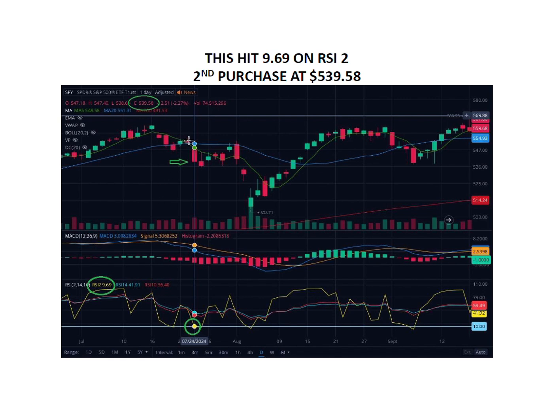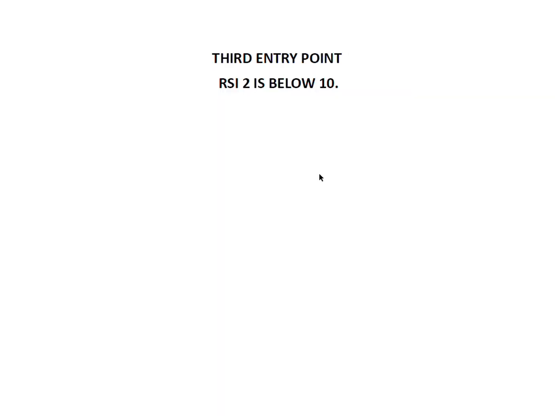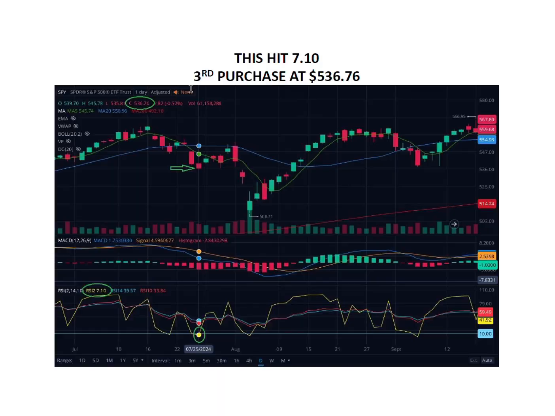But I did not buy these. Why? Because, as you can see on the RSI, those were not below the 10. This one dropped below 10. That, for me, is another buy trigger point. So there's my second purchase at 539.58. It again dropped below the 10 for a third purchase. Right here was our second purchase, right? Remember that one just a second ago.